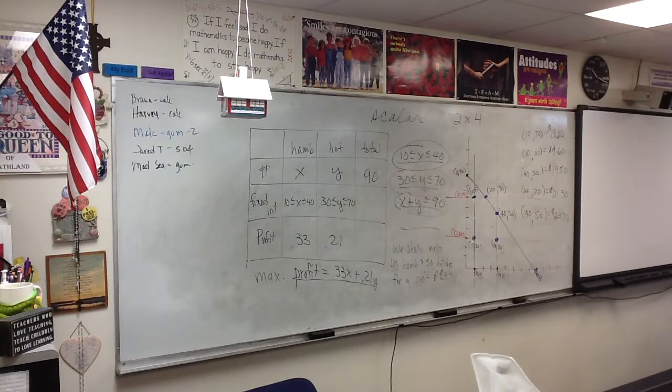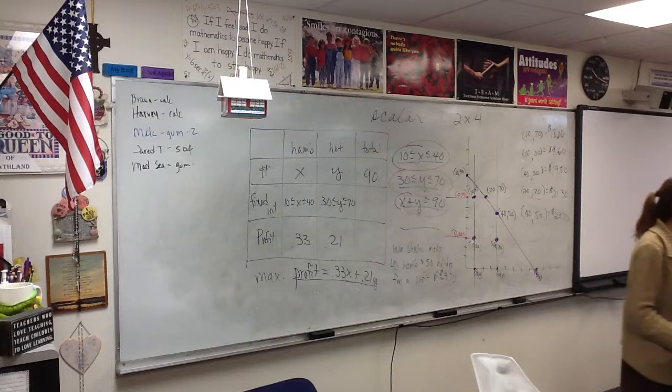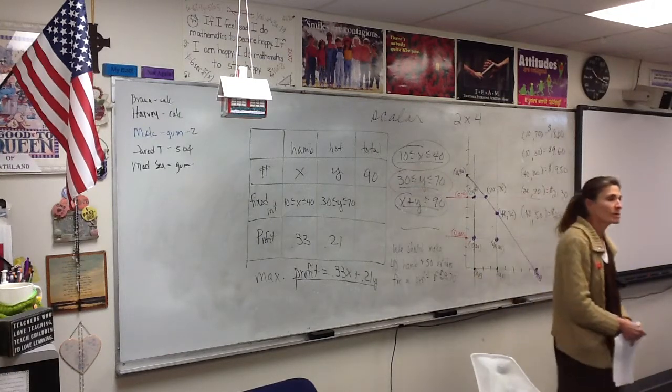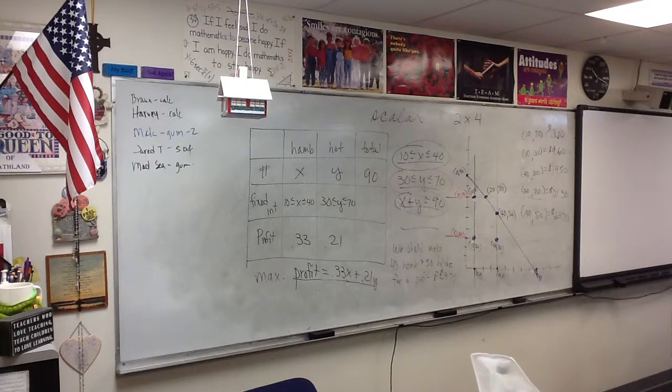And what is the definition of a matrix? A rectangular array of numbers arranged in rows and columns. A rectangular array of numbers arranged in rows and columns. That's what a matrix is.